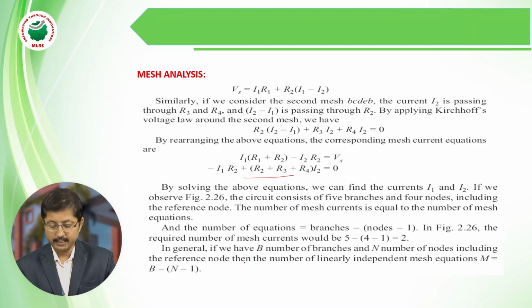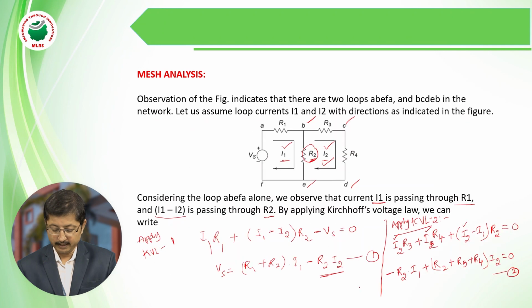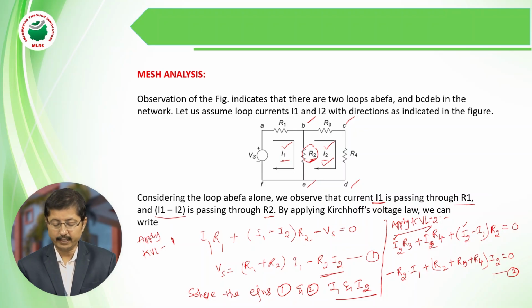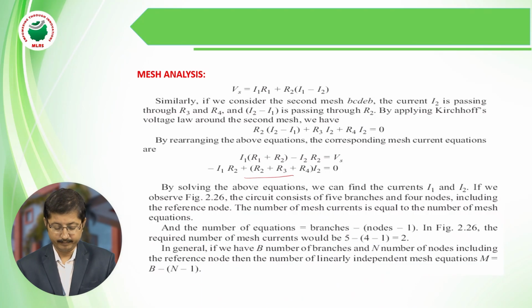So if we can solve equations 1 and 2, then we are getting I1 and I2 from this relation. Once we know I1 and I2, it is very easy to find the branch voltages. Each and every branch voltage we are going to easily find. That is the way to find the loop currents by using mesh analysis.